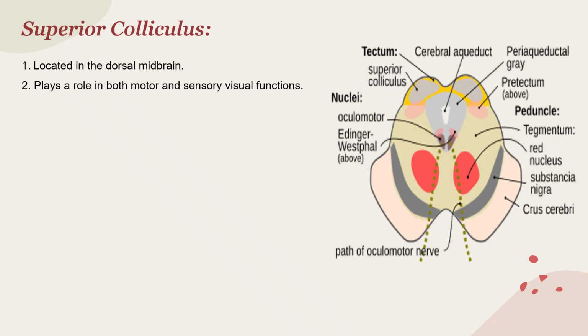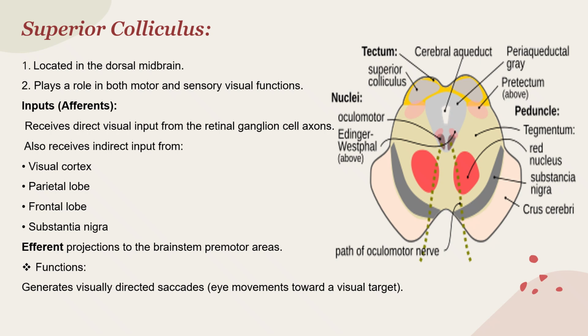Next we have the superior colliculus. It is located at the dorsal midbrain level and it has a role in both motor and sensory visual functions. It receives direct input from the retinal ganglion cell axons and also receives indirect input from the visual cortex, parietal lobe, frontal lobe, and substantia nigra. Efferent projections go to the brainstem premotor areas, and its function is to generate visually directed saccadic movement.